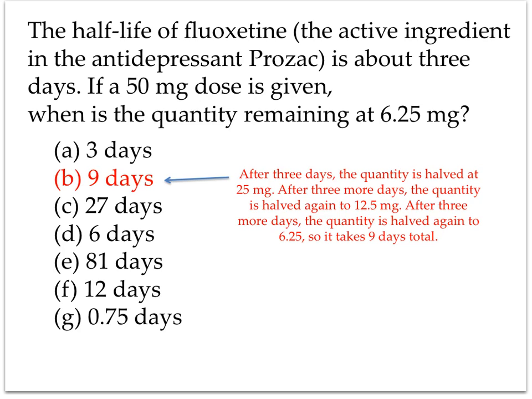Yeah, so in other words, after 3 days, the quantity is halved. So 50, half would be 25. After 3 more days, it's halved again. So half of 25 is 12.5. After 3 more days, it's halved again. And so 3, 6, 9 would give you 9 days. So all the half-life is saying is that you take the quantity and halve it, halve it, halve it. When does it reach that value?